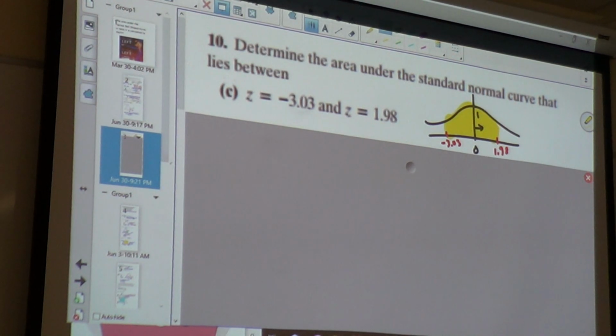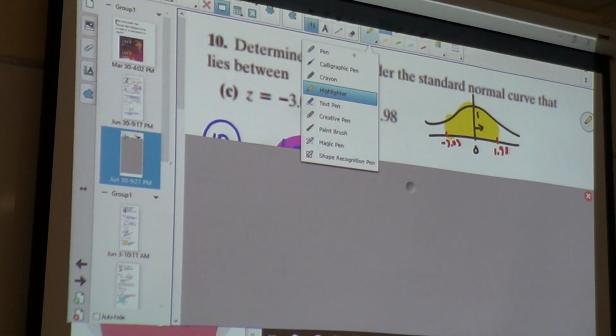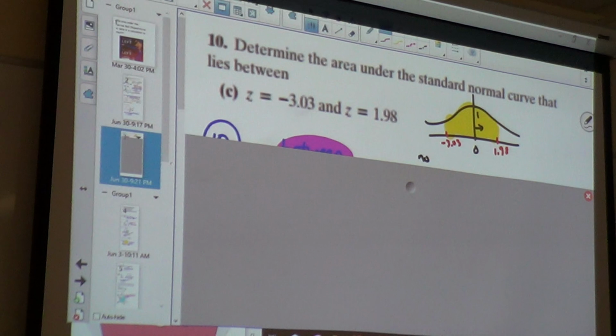Is it a norm or inverse norm? Norm. It is a norm because we are throwing some shade. It is normal to throw some shade. So we are going to do normal CDF. Where did our shade begin? Negative 3.03. Where did our shade end? 1.98. What is my mean? 0. What is my standard deviation? 1. When I type all that stuff in, I'm going to get an answer of 0.9749.